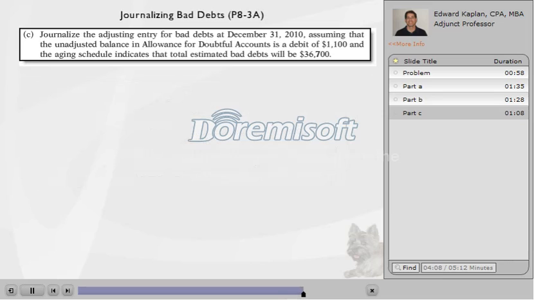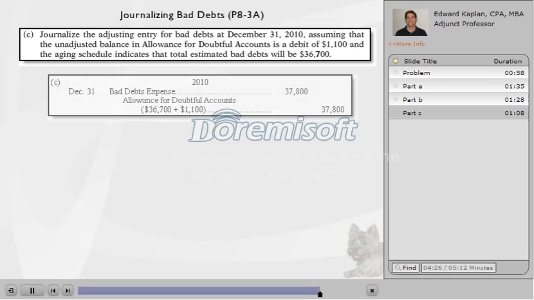Okay, now let's look at transaction C. Journalize the adjusting entry for bad debts at December 31st, 2010, assuming that the unadjusted balance in allowance for doubtful accounts is a debit of $1,100, and the aging schedule indicates that total estimated bad debts will be $36,700.